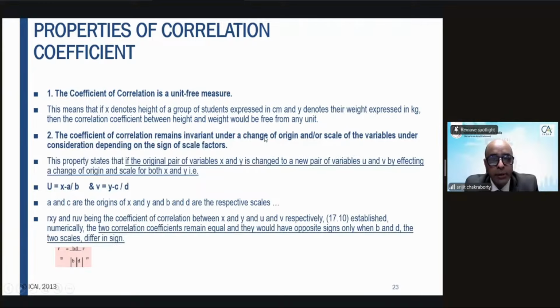Okay, now we look at the relation Rxy and Ruv. Very simple. X and Y is a set of two variables. U and V are also two variables, but U and V have been derived from X and Y. Because we can see U is equal to X minus A by B, where A is basically the shift of origin. उसको मैं shift कर रहा हूं और उसको B से divide कर रहा हूं, यानी B जो है scale. It is a scale. Okay, upscale, downscale, up and down. You're dividing it. Same for V.